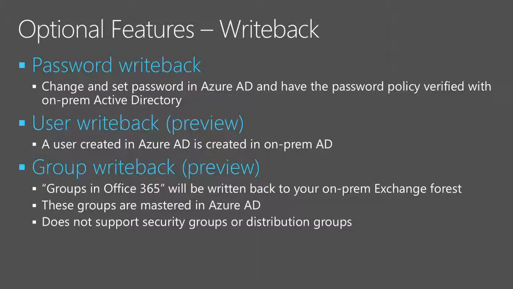User writeback allows you to create a user in Azure Active Directory. It could be through a cloud-based HR system, such as Workday. It would create a user in Azure Active Directory, or you use a portal to create the user, and they will write that user back to on-prem AD. We also have group writeback. This is for the new Office 365 groups. So if you're creating one of these up in Azure Active Directory and Office 365, you have the ability to write those groups back to on-prem AD so they appear in your on-prem Exchange as well. This is not for security and distribution groups yet. Security groups is something we're working on, so you can expect you'll see more of these writeback features in the future as well.